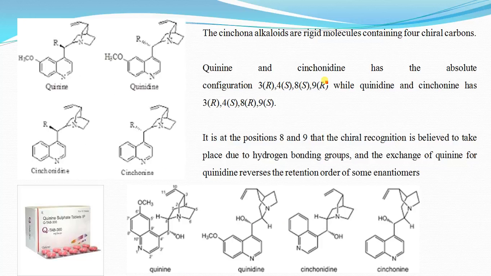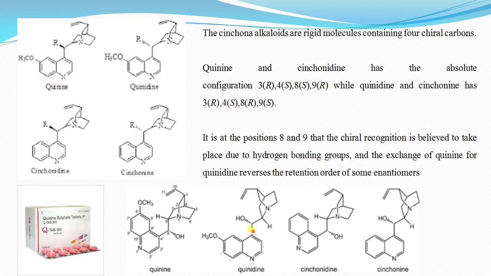So these are the structures of quinine and quinidine, cinchonine and cinchonidine. This is the quinine structure. Numbering starts from this nitrogen atom: 1, 2, 3, 4, 5, 6, 7, 8, like this. And at positions 8 and 9, the chiral recognition is believed to take place due to hydrogen bonding groups, and the exchange of quinine for quinidine reverses the retention order for the same enantiomers.